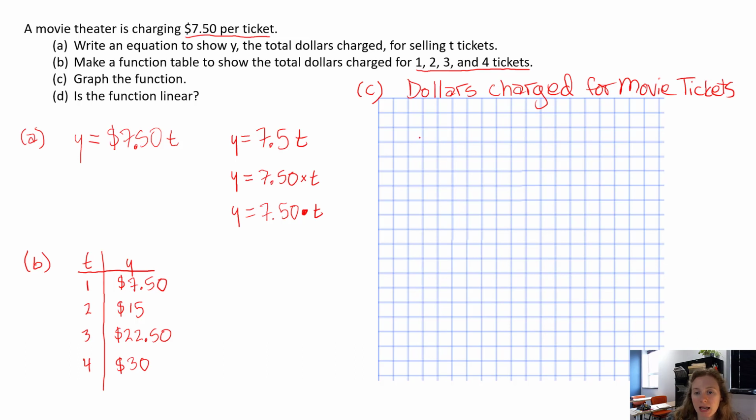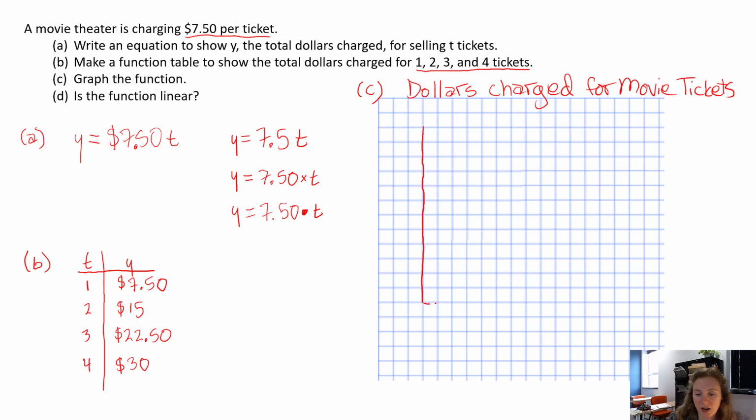All right, so I've got my title here, and now I'm going to set up my axes. I'm going to set up my X and Y axis, or in this case, my T and Y axis. I'm only going to include the positive portions of the axes here, because in this situation, negative numbers don't really make sense. We're not going to be selling a negative amount of tickets. We're not going to be paying a negative amount of money. So I'm just going to include the positive portion of the graph here.